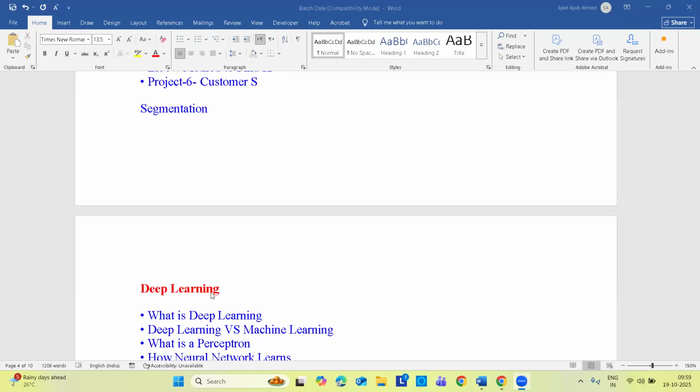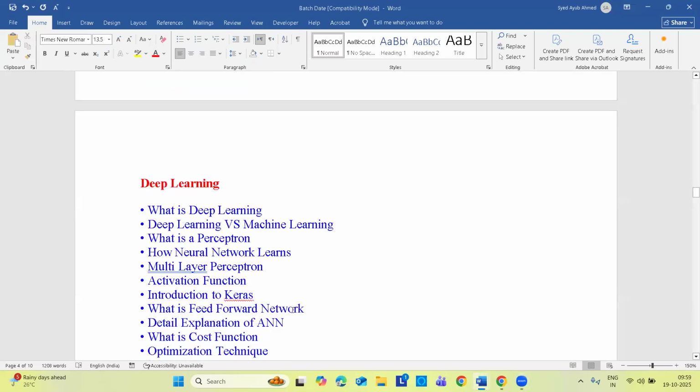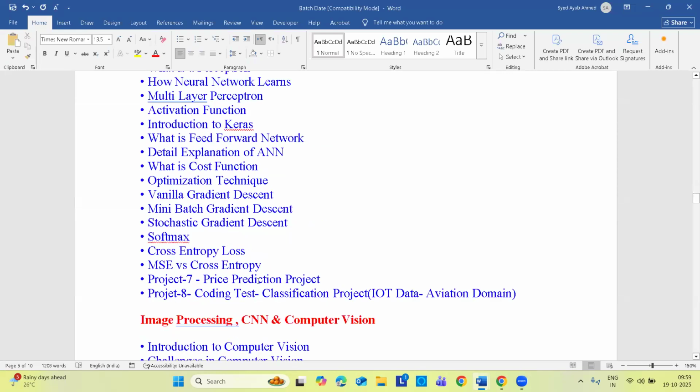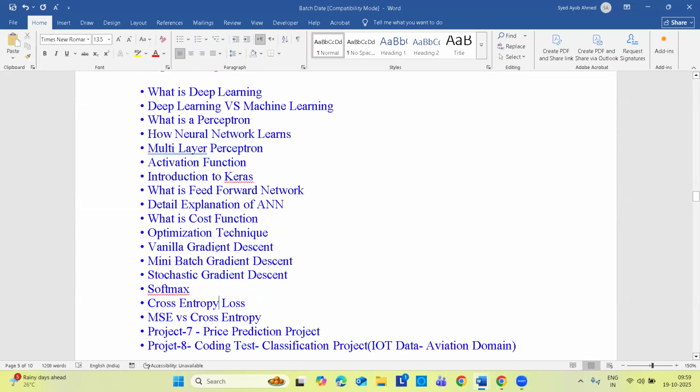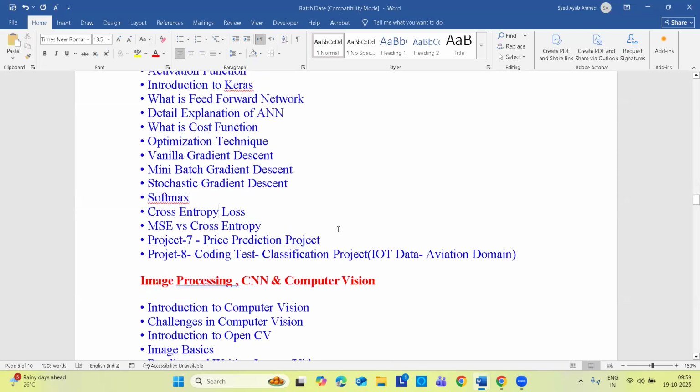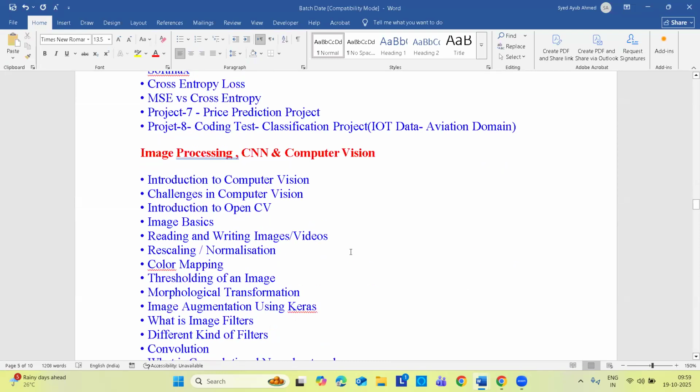Okay, so next is deep learning. What is deep learning? Some differences between deep learning and machine learning. How the neural network works, NLP and all. These we'll see, like gradient descent, cross entropy loss, and also some functions inside deep learning. And then project work will be carried out. You guys have to submit the project. Then we'll go for image processing, CNN and computer vision.